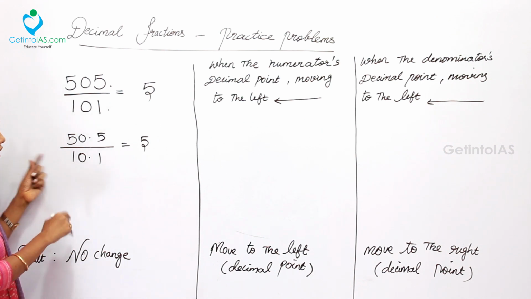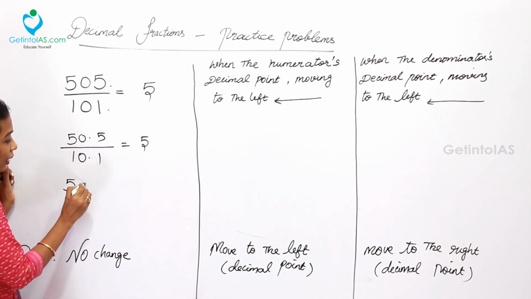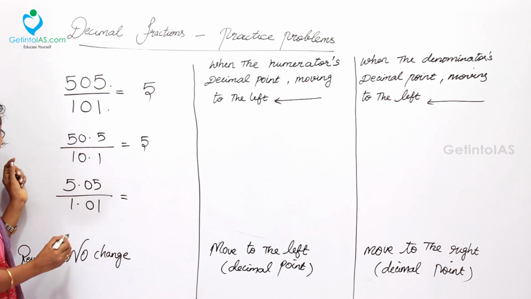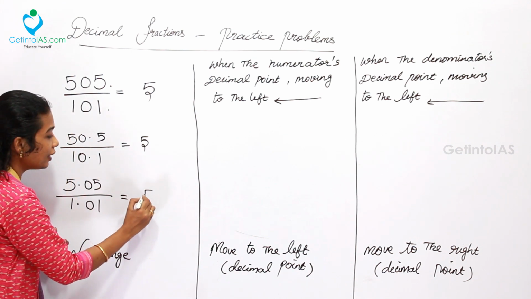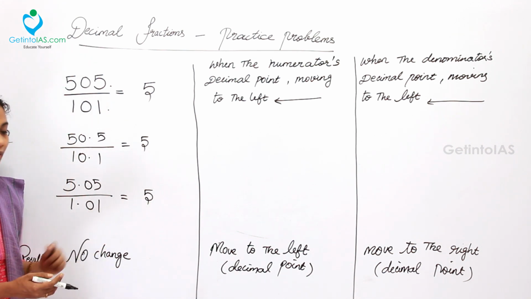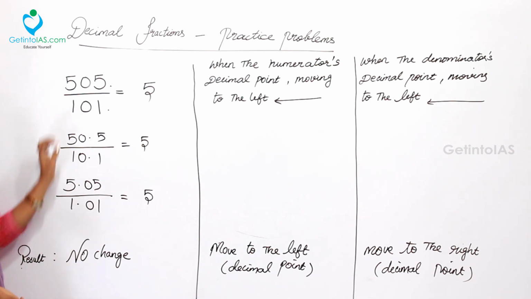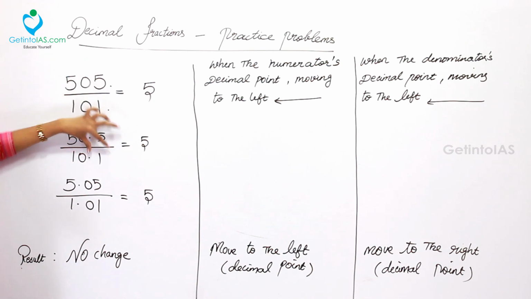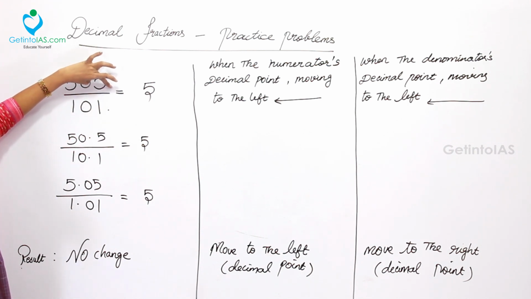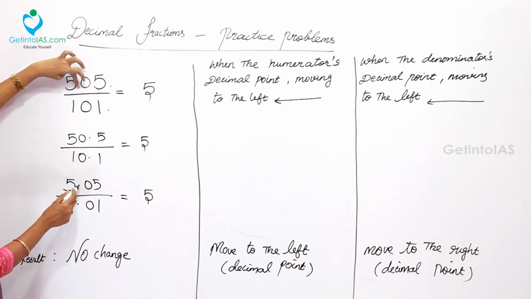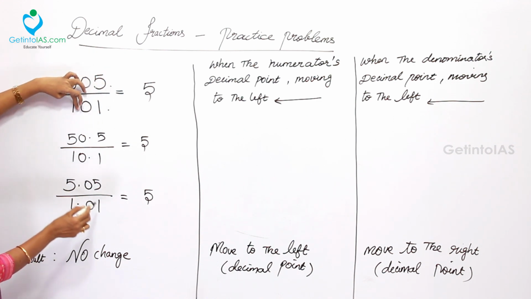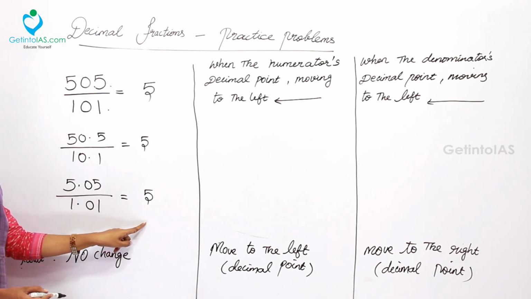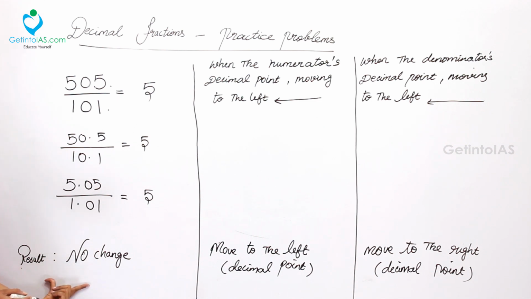Again, one more point. I am going to write this as 5.05 divided by 1.01. Now what will be the result? If you do this in a calculator, definitely you will get 5. So in all the cases, I have changed the decimal point by one place here, and also one place there. In the third case, I have moved the decimal point two places in the numerator and two places in the denominator also. Equally I have done these two things, so there is no change in the result.